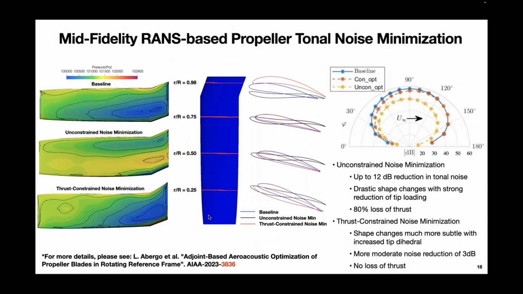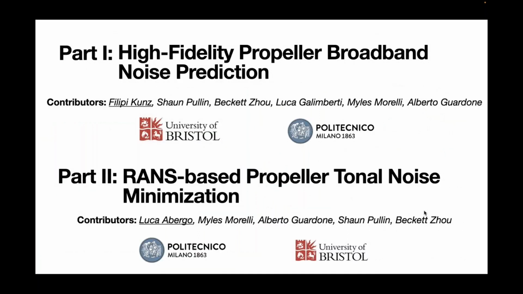Yes, so for the unconstrained case, you get very drastic noise reduction, about 12 dB, but this also corresponds to 80% loss of thrust. On the other hand, with thrust-constrained noise minimization, we're able to exactly constrain the thrust with a more moderate noise reduction of about 3 dB. And I believe that's it. Thanks very much for listening, and thanks everyone who has contributed to this work.